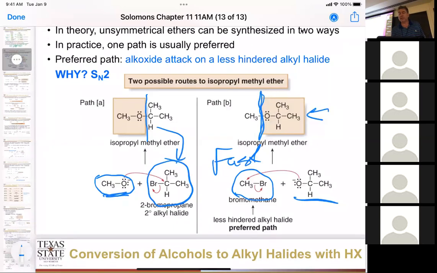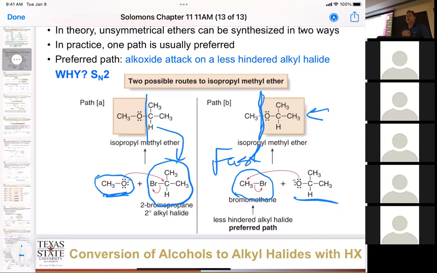Okay, so the strategy here when you want to do a Williamson ether synthesis is you always want to remember it's an SN2 reaction, and you want to use the least hindered alkyl halide, and that means you can still use your bases for that. All right, questions on that?